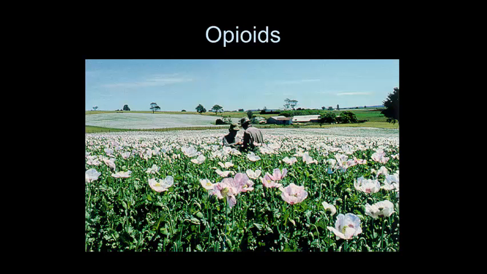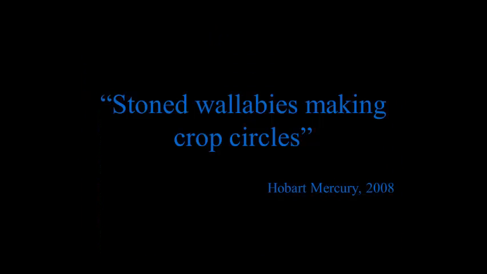So, opioids. These are some beautiful Tasmanian poppy farms. Australia is the world's leading producer of medicinal grade opioids, and these are beautiful Tasmanian poppy fields, and you can see the fields are carefully ringed. They're actually ringed by electric fences to keep the cows out, which has led to the hilarious headline in the Hobart Mercury, "Stoned wallabies making crop circles," because wallabies were able to jump over the electric fences and then they would eat the poppy heads and they would be affected by the opioids.